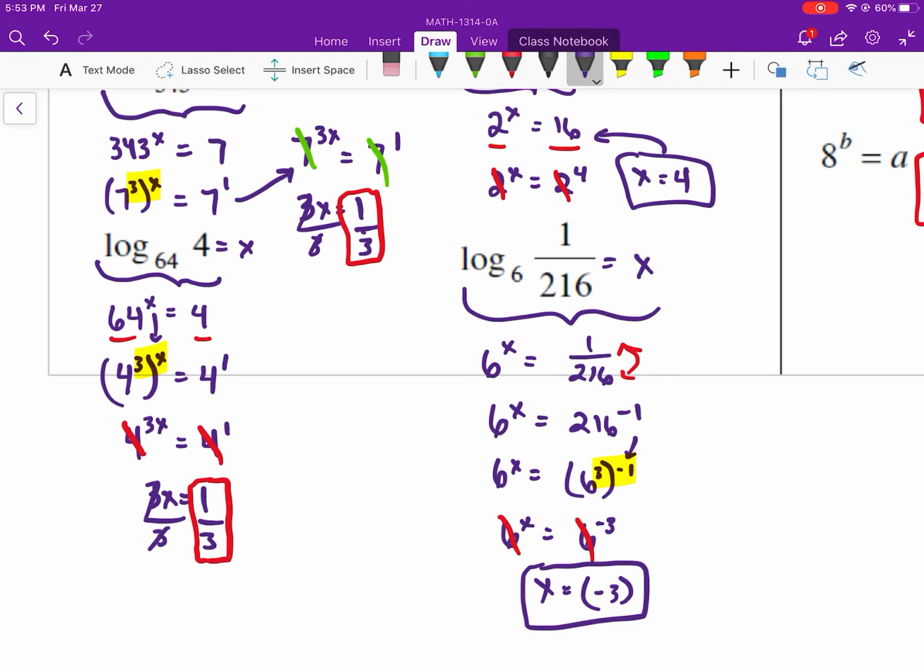Now again, I'm putting it in parentheses just to kind of separate it from that equal sign. Okay? And again, if I go back and I do 6 to the power of negative 3, I get a really long decimal like I did earlier, 0.004629626. But if I also do 1 divided by 216, which was my answer up there, I also get 0.004629626.